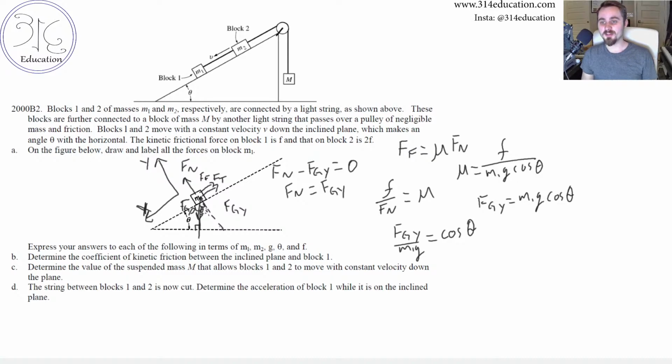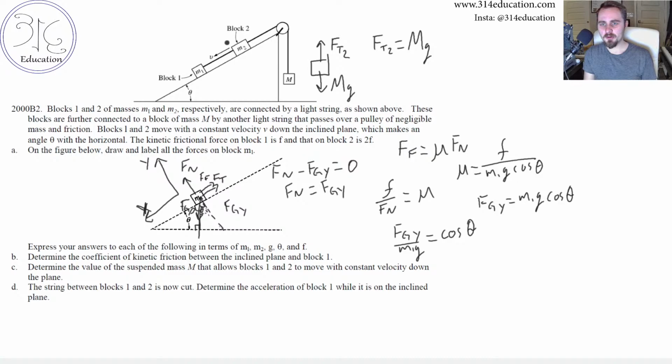We want to determine the value of the suspended mass M such that this allows blocks 1 and 2 to move with constant velocity down the plane. So let's take a look at what's happening on M here. We have some force of gravity pulling it downwards. This is going to be big M times g. Big M is what we're looking for. And then there's some force of tension. Let's call this Ft2 because this connects us to block 2. If we have constant velocity, that means our acceleration is 0. So that means that Ft2 is equal to Mg.